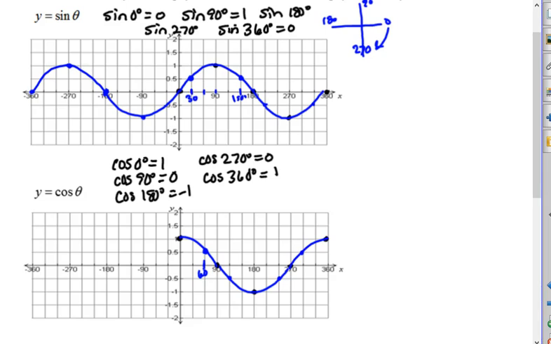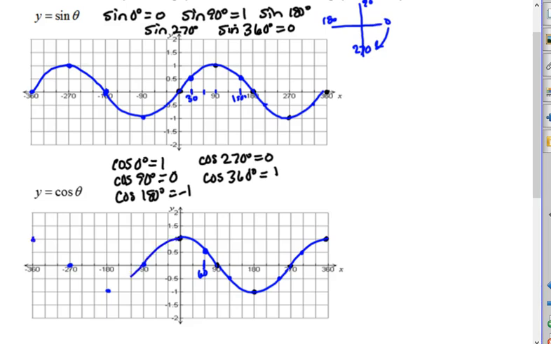Now, let's think about negative 90, which is the same as positive 270. Okay, so it's going to be at 0. Negative 180 is the same as positive 180. So we're going to be at negative 1 here. Negative 270 is the same as positive 90. We'll be right here again. And then back up to 1 at negative 360.